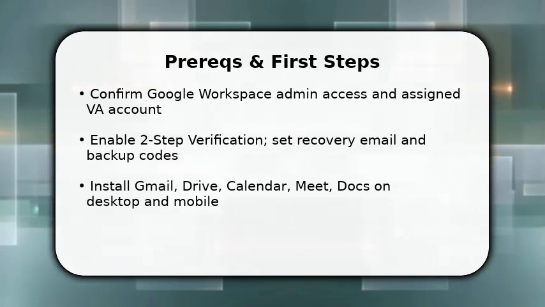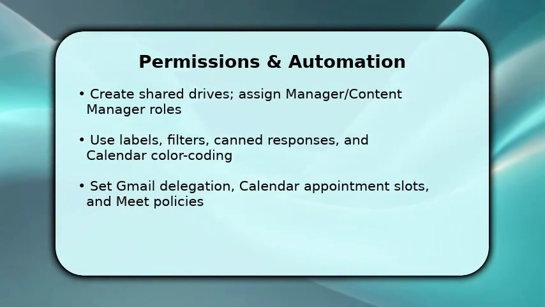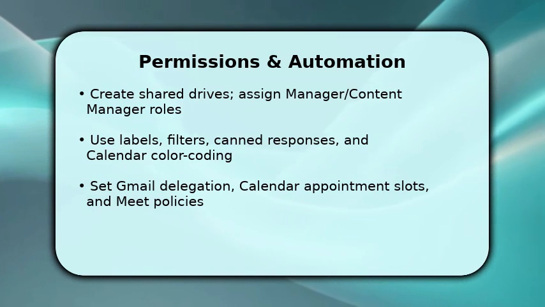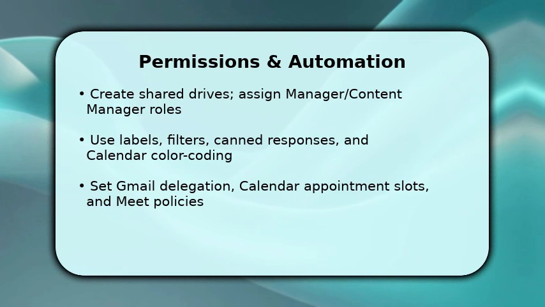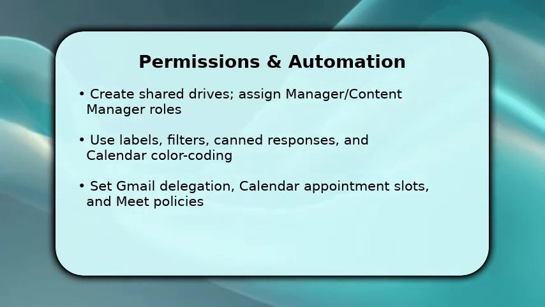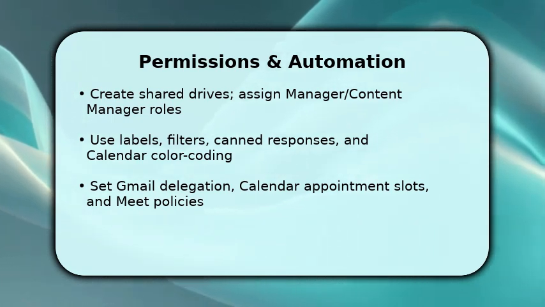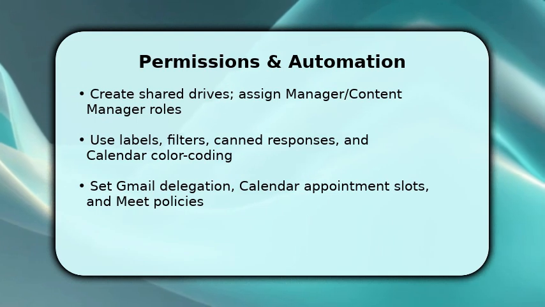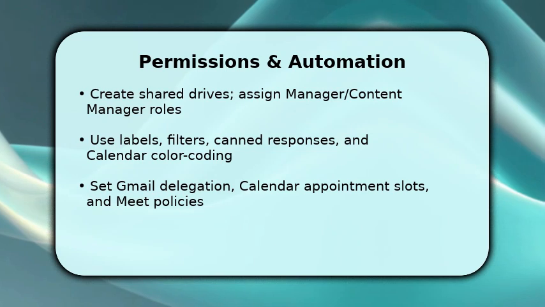Then move to permissions and automation. Once drives exist, create shared drives for each client and assign manager or content manager roles. This prevents accidental deletions and centralizes ownership. Configure Gmail. Apply filters, labels, and canned responses for recurring replies, and enable delegation so you can act on a client's behalf. Then, set calendar appointment slots, color code events, and connect meeting links automatically.